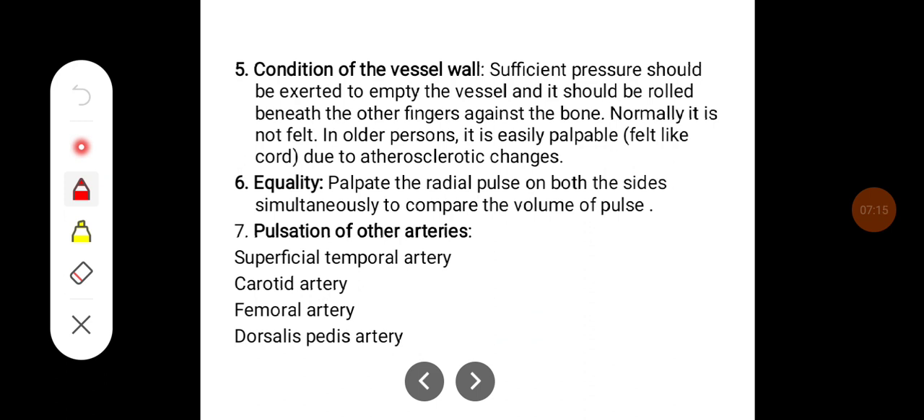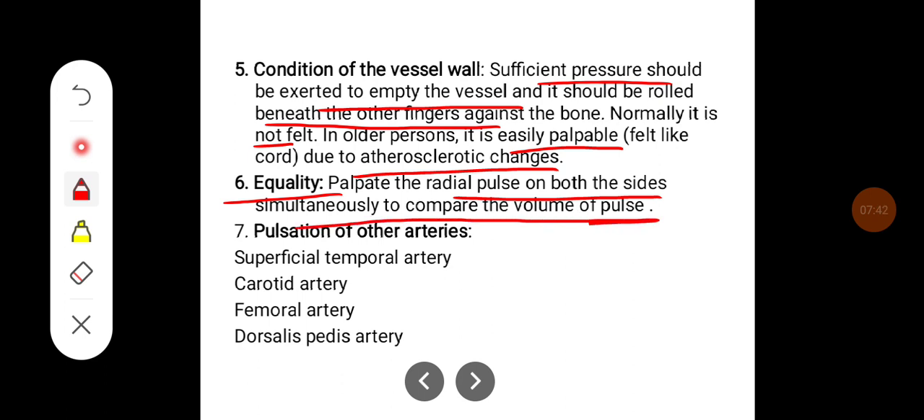Then the condition of the vessel wall. Sufficient pressure should be exerted to empty the vessel, and it should be rolled beneath the fingers against the bone. Normally it is not felt. In an older person it is easily palpable. It is felt like a cord due to atherosclerotic or calcific changes. Then in the end, equality: palpate the radial pulse on both sides simultaneously to compare the volume of each pulse.